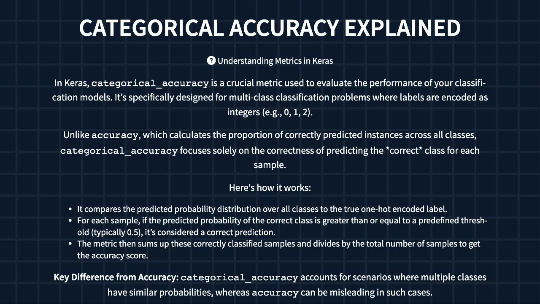It compares the probability distribution the model outputs for all classes against the true one-hot encoded label for that sample. Think of it like saying, did the model correctly identify this sample as belonging to class 2 and nothing else? It's a more nuanced way to evaluate performance when you have several possible outcomes. Understanding the difference between categorical accuracy and standard accuracy is really key to interpreting your model's results.